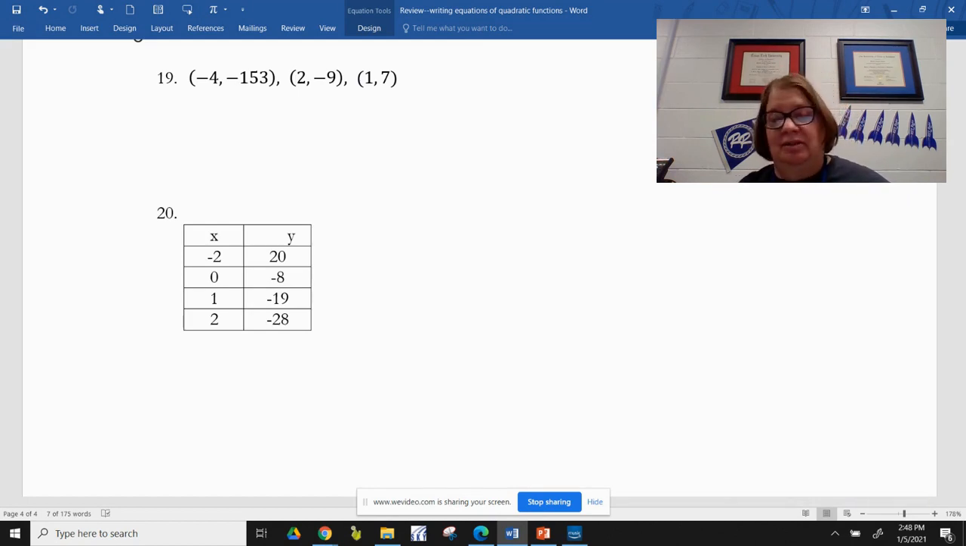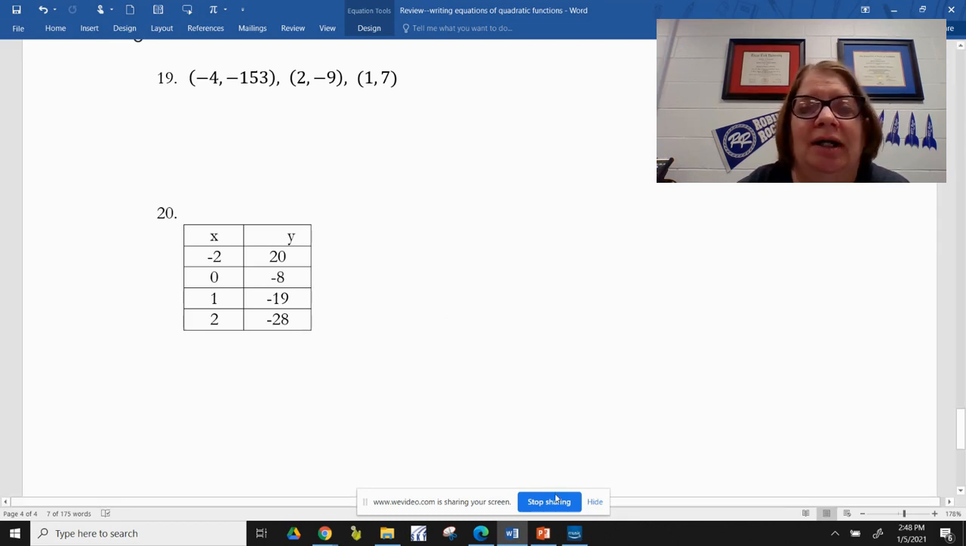So good luck. These are the exact things that will be on the test that we take on Friday. And then we'll move next week into some more things with quadratics, like solving the equations and completing the square, fun stuff. Second semester, guys, hang on. All right. Bye.